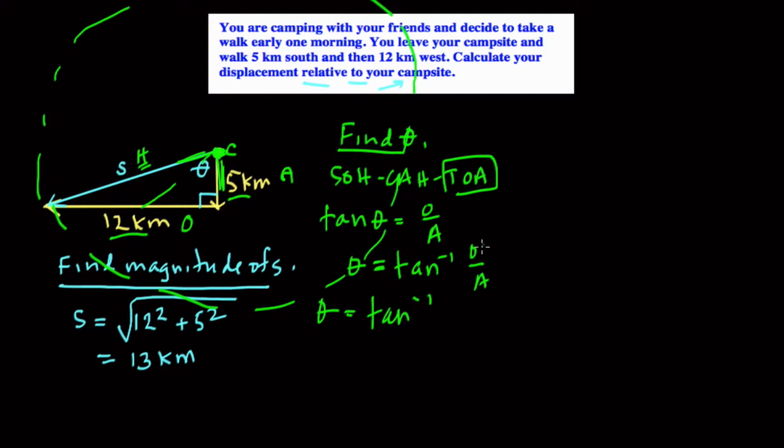And just be careful that you put opposite in the right place and adjacent in the right place. So this is going to be inverse tangent of 12/5. When I solve for that, I get 67 degrees.